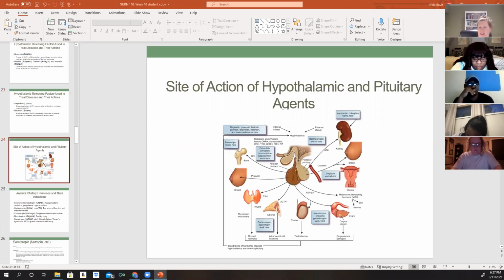And this is a good slide. It just shows you the site of action of the hypothalamic and the pituitary agents, where they work, and what they're going to do inside the body.